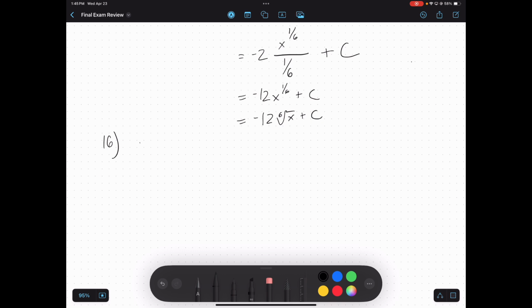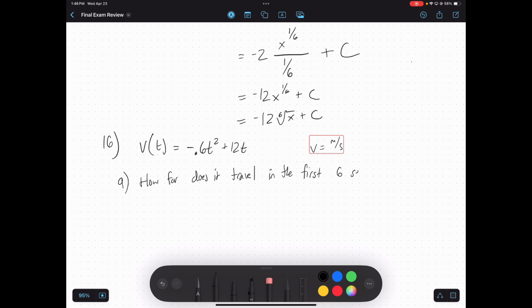Okay, so we have a particle that's being released as part of an experiment, and its velocity can be modeled by that equation. We're measuring this in meters per second, so V is meters per second. And part A is, how far does it travel in the first 6 seconds?